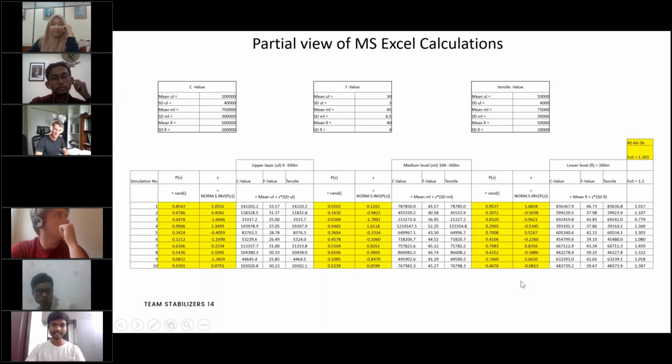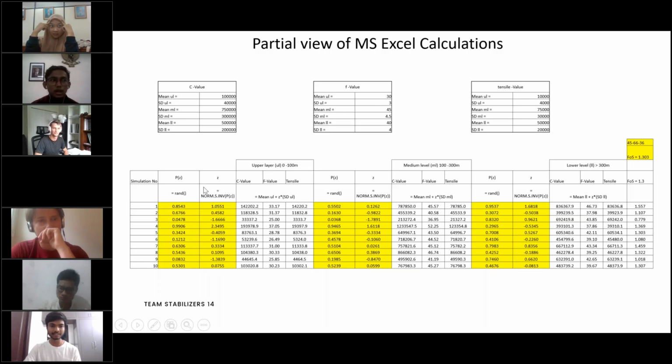This is a sample part of the analysis that we did in Excel. We generated random values and assumed those to be the cumulative probability. Now corresponding to those, using this equation in Excel, we found the z values. Using the z values, and as we were given the coefficient of variation, which helped in finding the standard deviation from the mean values, as you can see here for all three: cohesion, friction value, and tension.